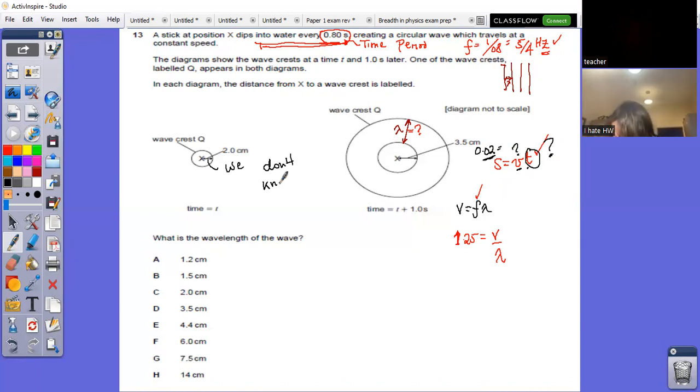How about 3.5 centimeters? We still don't know how long it takes to go from there to there. We know the distance it travels, but we don't know how long it takes. If we knew that, the problem would be a much friendlier problem. But at the moment, it's not so friendly because we don't know these times.